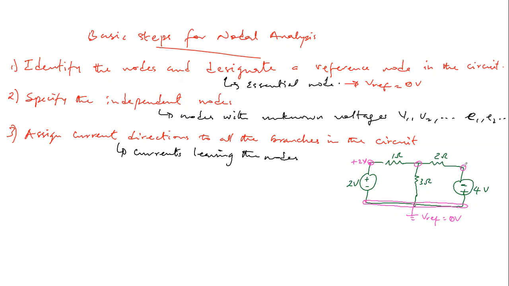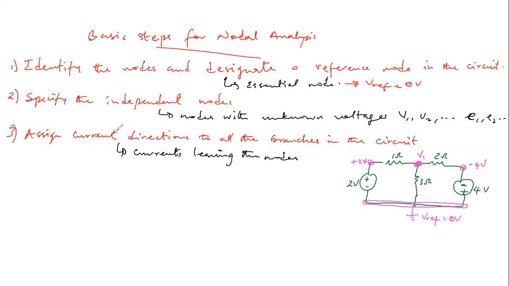Similarly, this terminal is negative with respect to this terminal and it has a value of 4 volts. So this is negative 4 volts. So the only node with unknown voltage here is this node, and we label it, say, V1. So that is our independent node. And we already established that the total number of independent node voltages, or unknown voltages, determines the total number of equations that we'll be resolving. So in this case, we have one unknown voltage, and we are going to be having one equation, a single system of equation.